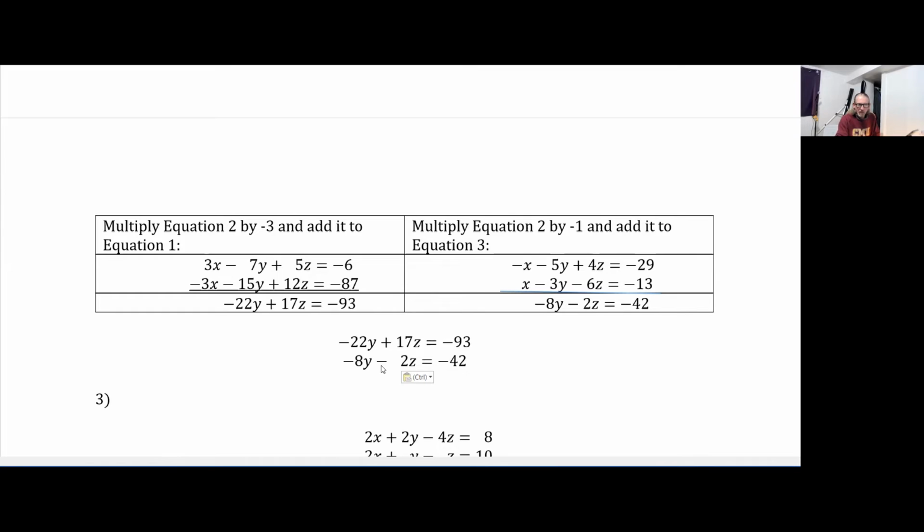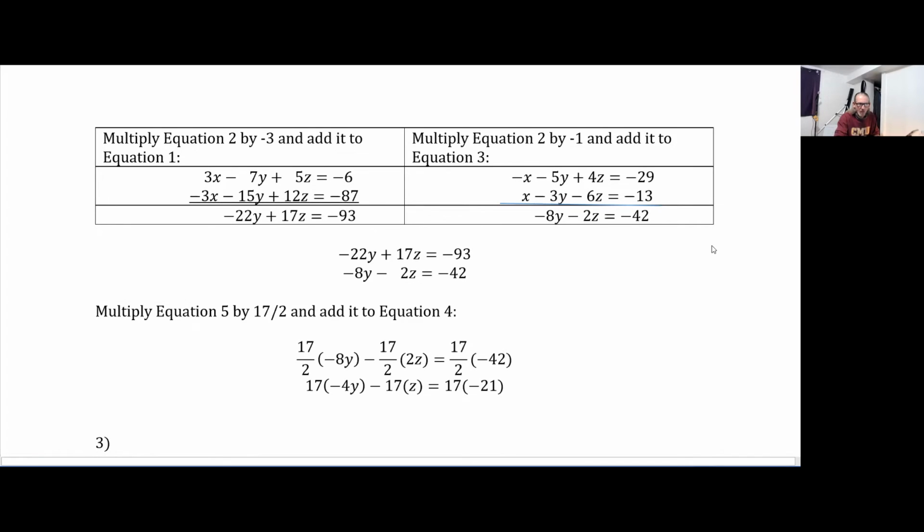If I multiplied equation 5 by 1/2, this is equation 4 right here, this is equation 5, then I'd have a negative 1z. I'd have to multiply again by 17 to get a negative 17. So what I'm going to do is put those two together and multiply equation 5 by 17/2 and add that to equation 4. So far, I'm just concentrating on multiplying equation 5 by 17/2.